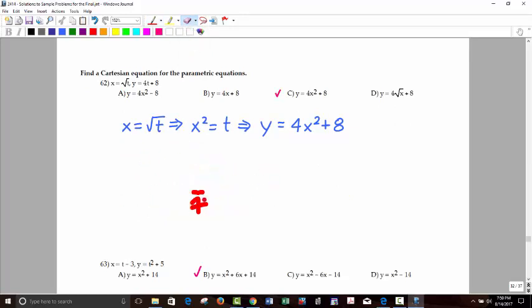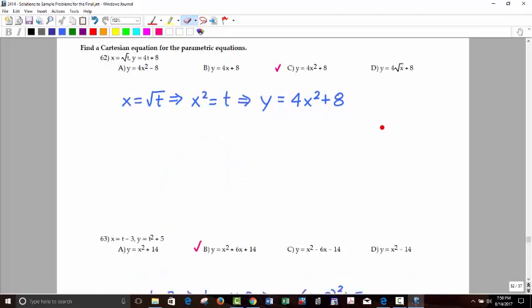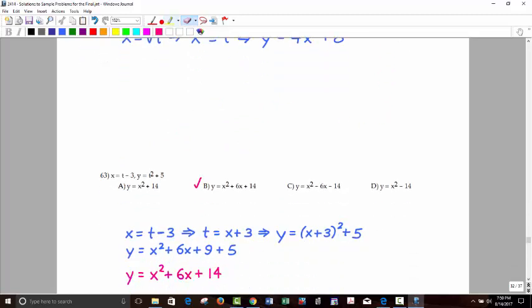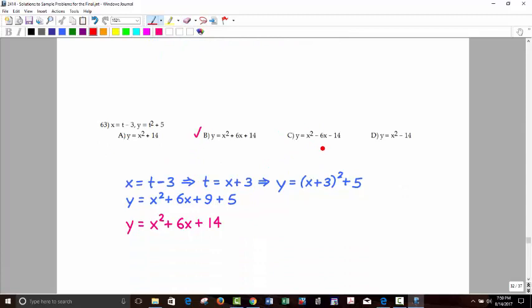All right. Number 63. Same kind of problem. So x is already written as t minus 3, so you just solve for t in terms of x, so that's easy. That makes t equals x plus 3. So you have y, and then you substitute that into the other equation, so you have y equals x plus 3 squared plus 5. So you square that out. X plus 3 squared is x squared plus 6x plus 9. Add 5. So the Cartesian equation then would be y equals x squared plus 6x plus 14.